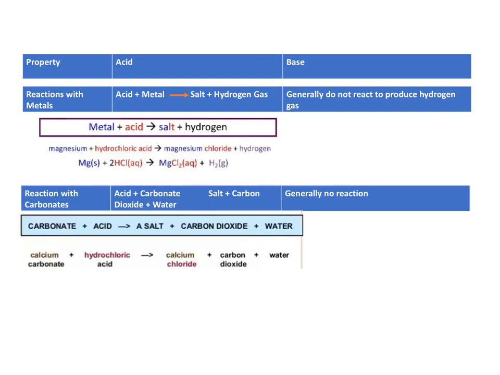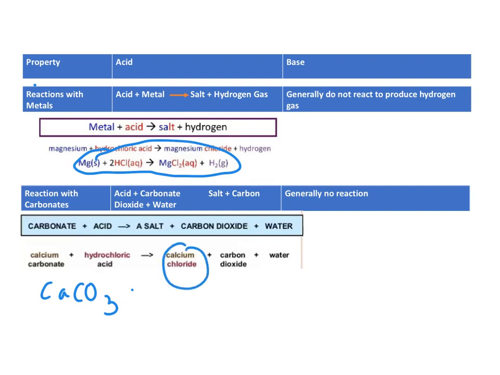We talked in general that acids can react with metals, and there's a general formula for that reaction in which we can say that a metal plus an acid is always going to form a salt plus hydrogen gas. And when I react an acid with a carbonate like calcium carbonate, CaCO3, the general reaction is that the acid plus the carbonate is going to break down into a salt, carbon dioxide, and water.